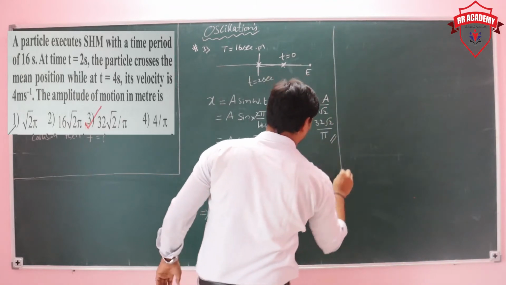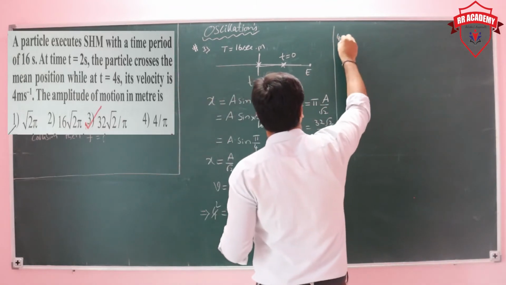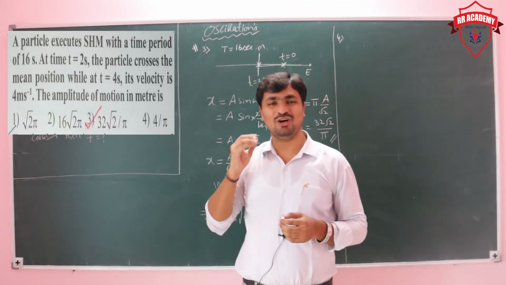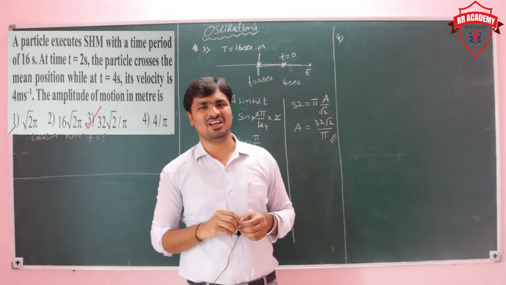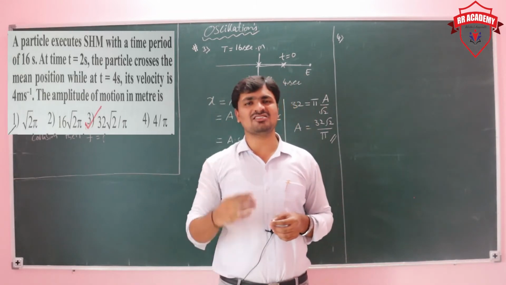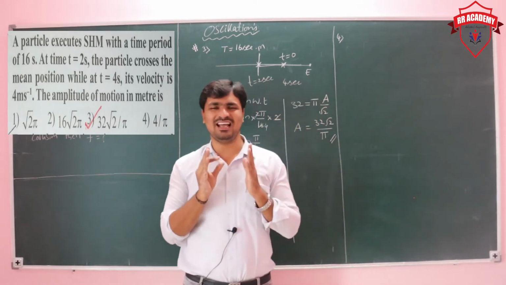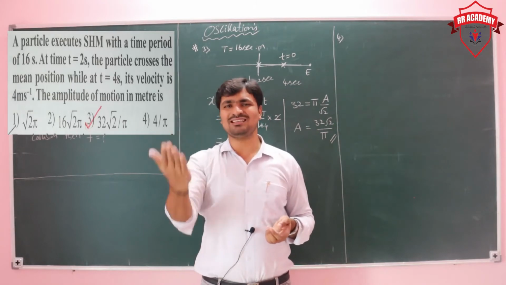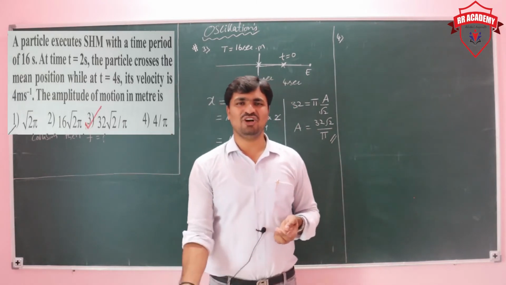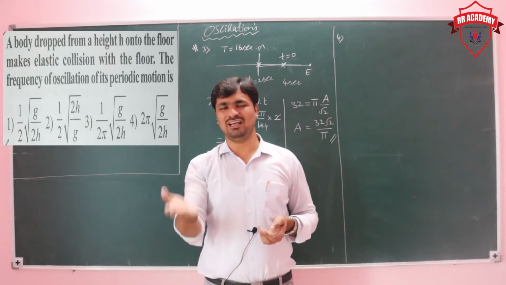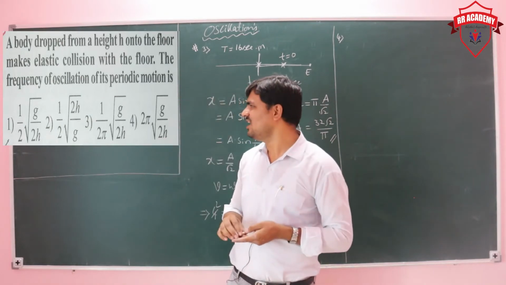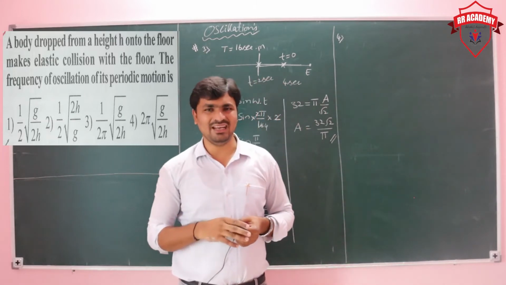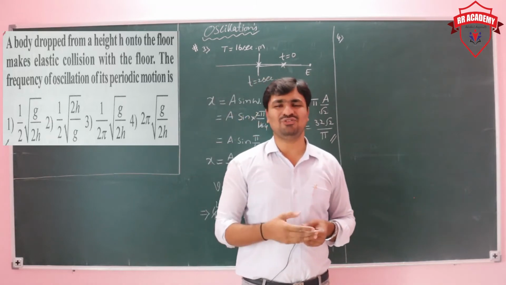Let's see one more problem. Fourth problem. A body is dropped from a height h and makes an elastic collision. Elastic collision means its energy remains constant, so the body rebounds to the same height. It makes an elastic collision with the floor. Then find the frequency of oscillation.